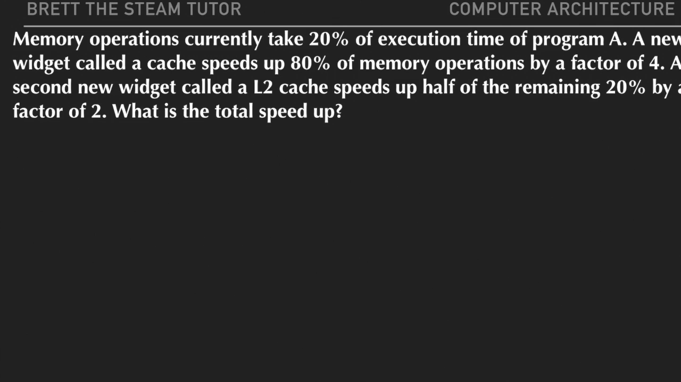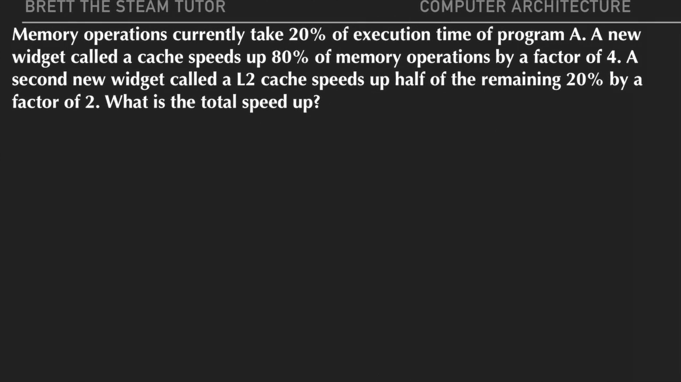In this video we're going to be solving an example problem that asks us to find total speedup. So the problem states that memory operations currently take 20% of execution time of a program A. A new widget called a cache speeds up 80% of memory operations by a factor of 4. A second new widget called a L2 cache speeds up half of the remaining 20% by a factor of 2. What is the total speedup?